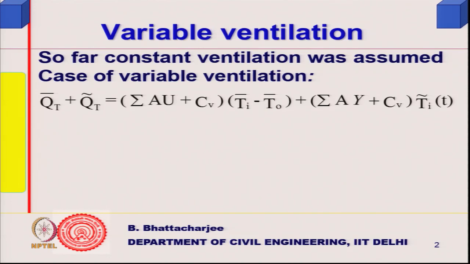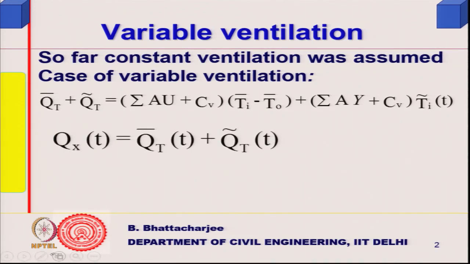So, what we can assume is that there are two components of the heat flow. One is a mean steady part, another is a fluctuating part, and we could write it as AU CV into Ti minus To bar, that is how we wrote it, and this we wrote as AY CV Ti swing, right. Now, CV was constant here. So, we will now vary CV as a function of time.